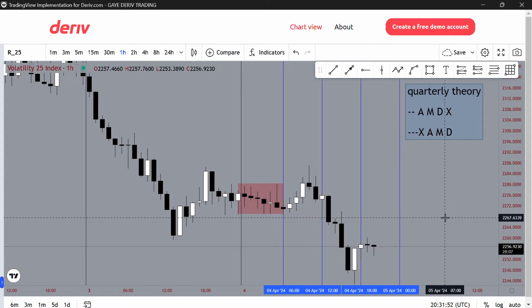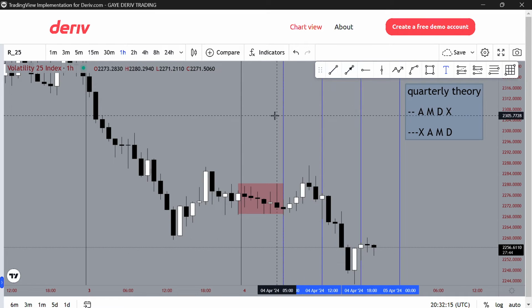Now, when it comes to quarterly theory, you can trade from the manipulation phase and also the distribution phase. If the manipulation phase gives you a nice entry, you take it. If you don't get it and you get it during the distribution phase, you take it. So you are looking for entries either on the manipulation phase or the distribution phase.